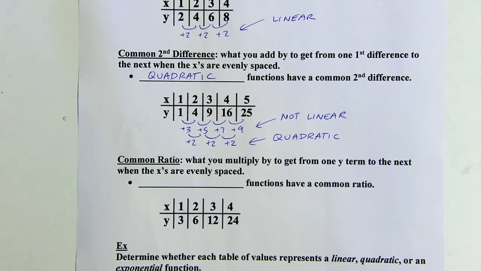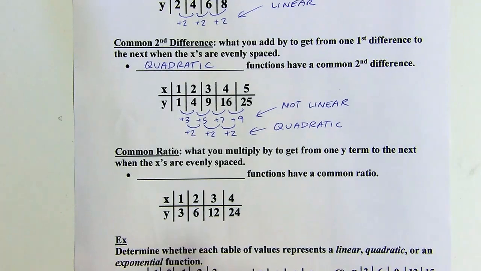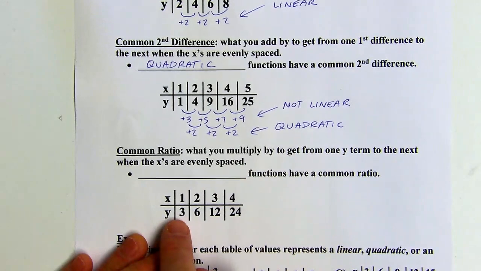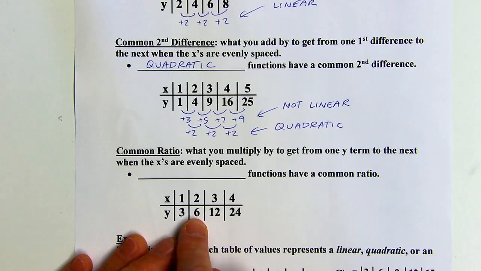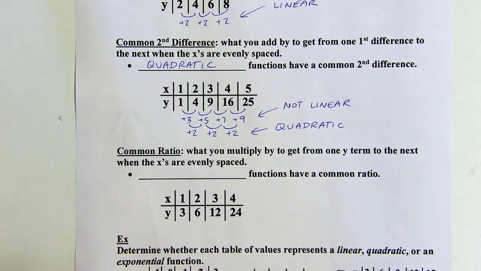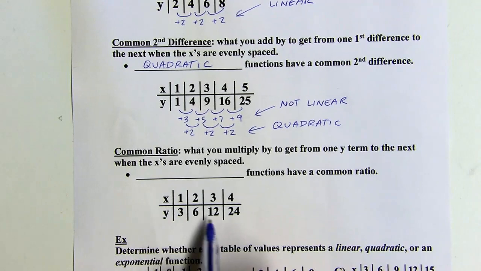On the next XY table down here, if you're adding to get from term to term, I'm not going to write this down, but it would be 3, and then you'd have to add 6, and then you'd have to add 12. So it wouldn't be first degree, and if you looked at the second differences, those wouldn't come out the same either. But there is a pattern with the y's.